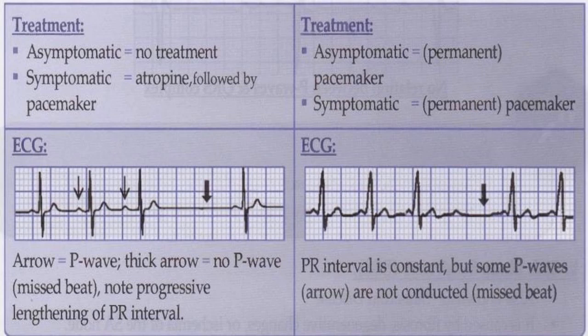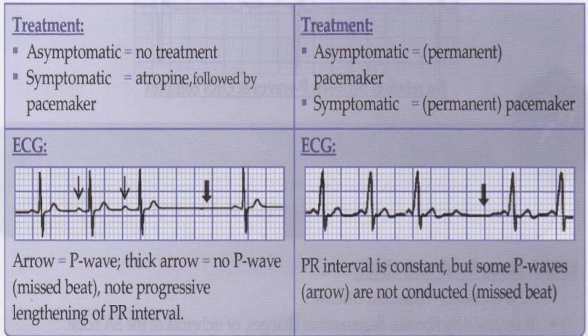So in Mobitz type 1, if asymptomatic then it requires no treatment, and if it's symptomatic, with the same symptoms I mentioned in first degree AV block, then atropine is given. However, the pacemaker is the best choice. And for Mobitz type 2, whether the patient is symptomatic or asymptomatic, you have to give a permanent pacemaker.